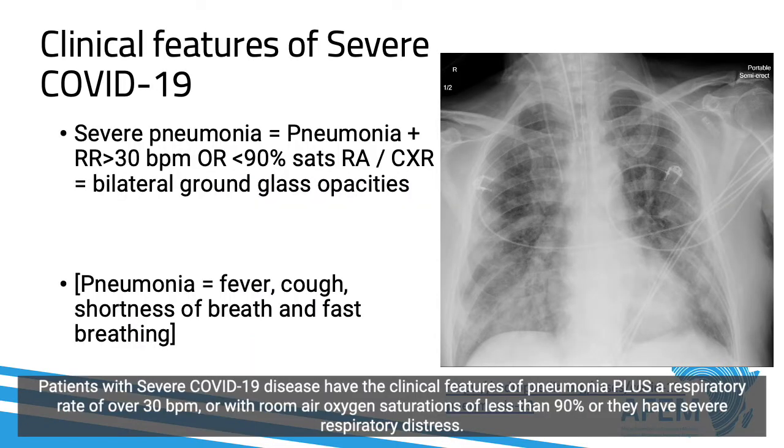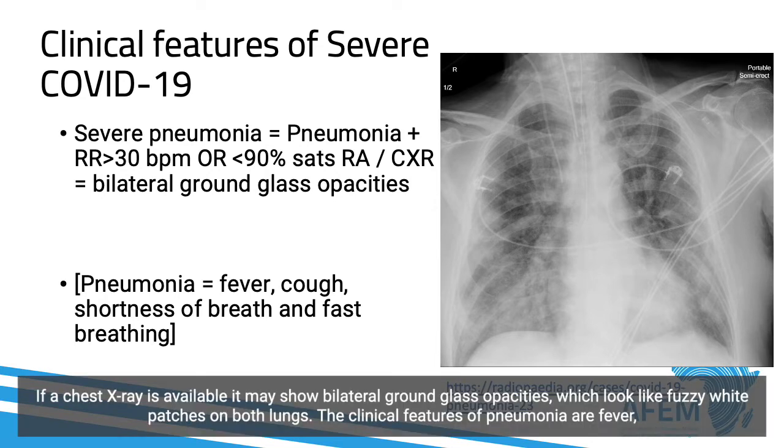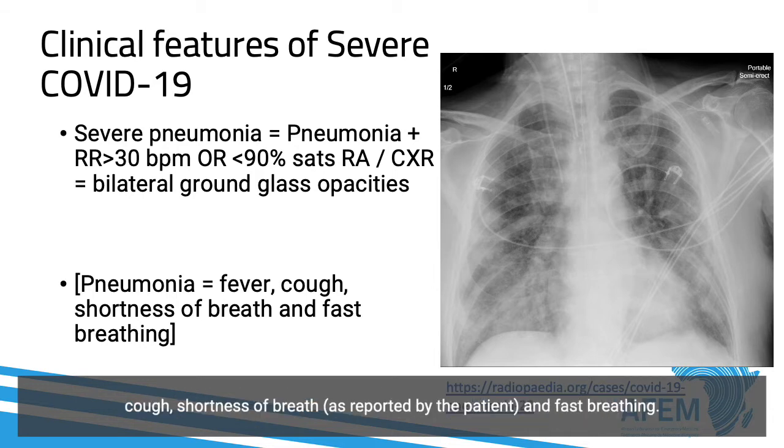Patients with severe COVID-19 disease have the clinical features of pneumonia plus a respiratory rate of over 30 breaths per minute, or with room air oxygen saturations of less than 90%, or they have a severe respiratory distress. If a chest X-ray is available, it may show bilateral ground glass opacities, which look like fuzzy white patches on both the lungs. The clinical features of pneumonia are cough, shortness of breath, as reported by the patient, and fast breathing.